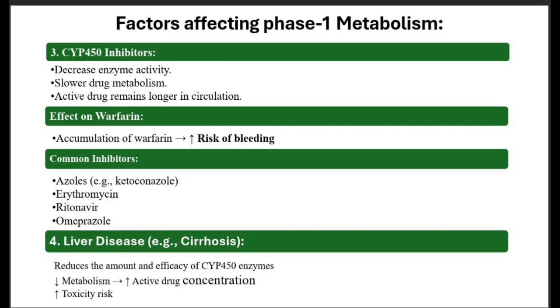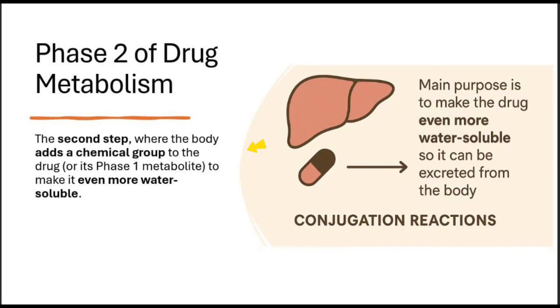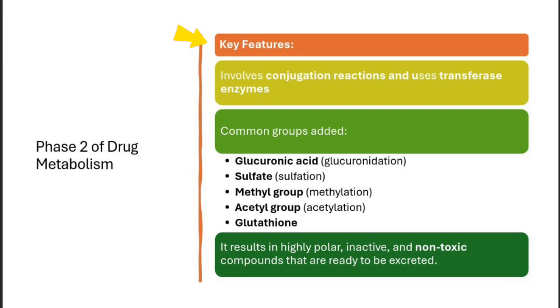Phase 2 of drug metabolism. The second step, where the body adds a chemical group to the drug, or its phase 1 metabolite, to make it even more water-soluble. Key features: involves conjugation reactions and uses transferase enzymes. Common groups added are glucuronic acid, glucuronidation, sulfate, sulfation, methyl group, methylation, acetyl group, acetylation, glutathione. It results in highly polar, inactive, and non-toxic compounds that are ready to be excreted.